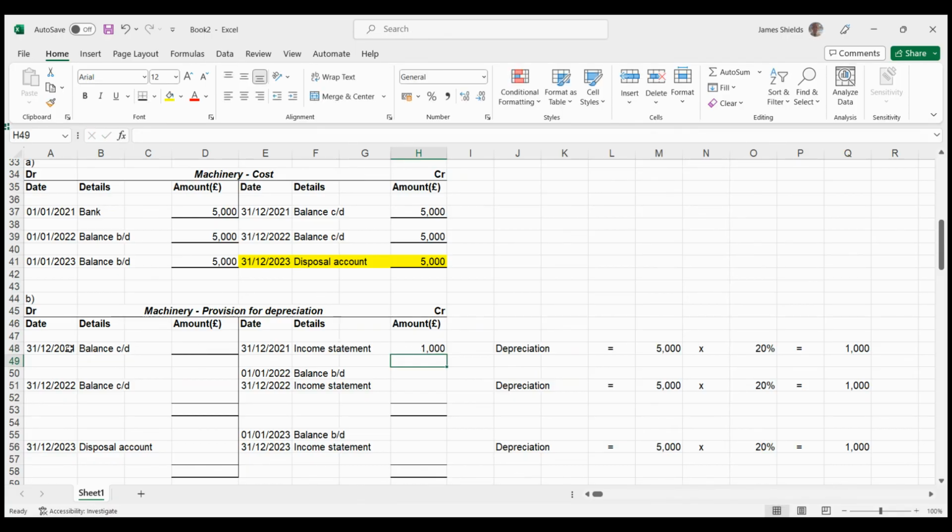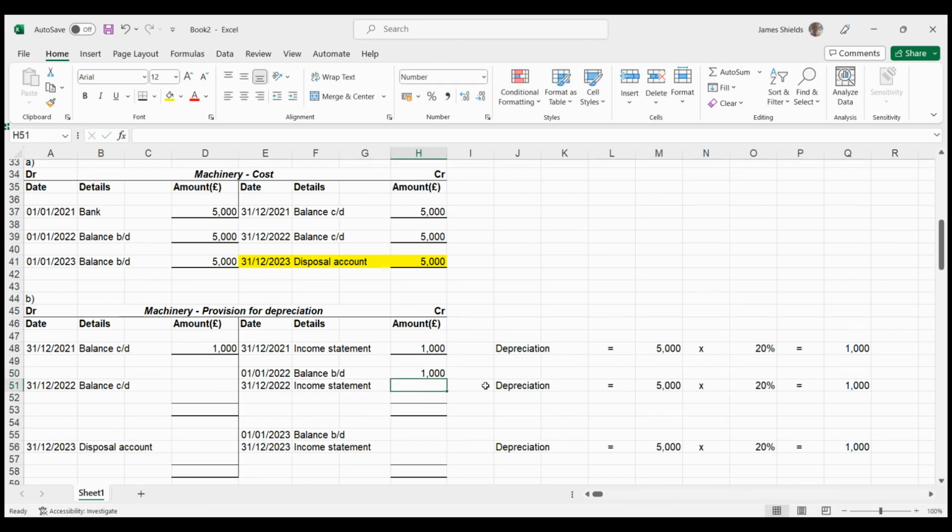Now at the end of the year, 31st of December 2021, we still got the asset. So the depreciation then is still £1,000. So that's the total to date of £1,000. Starting next year, the 1st of January 2022, the balance brought down is the previous balance carried down of £1,000.